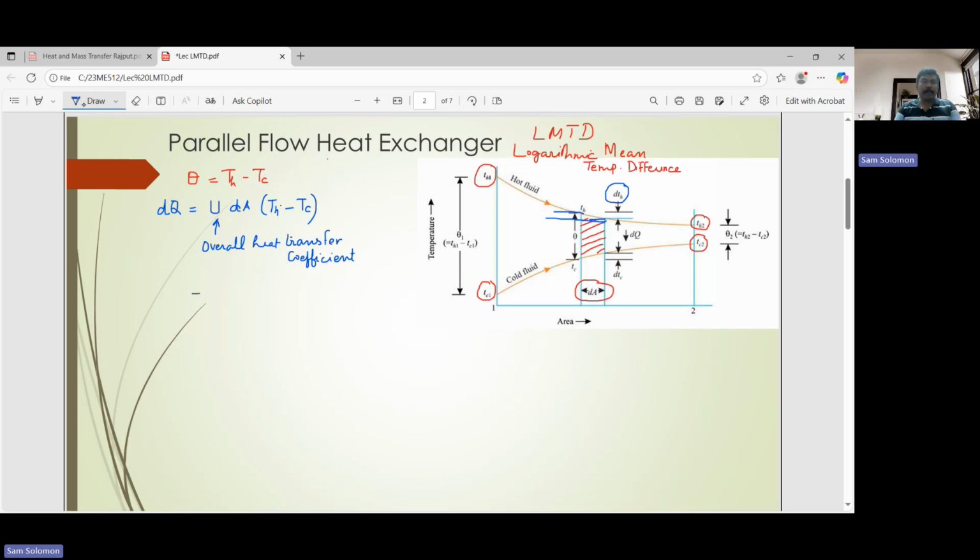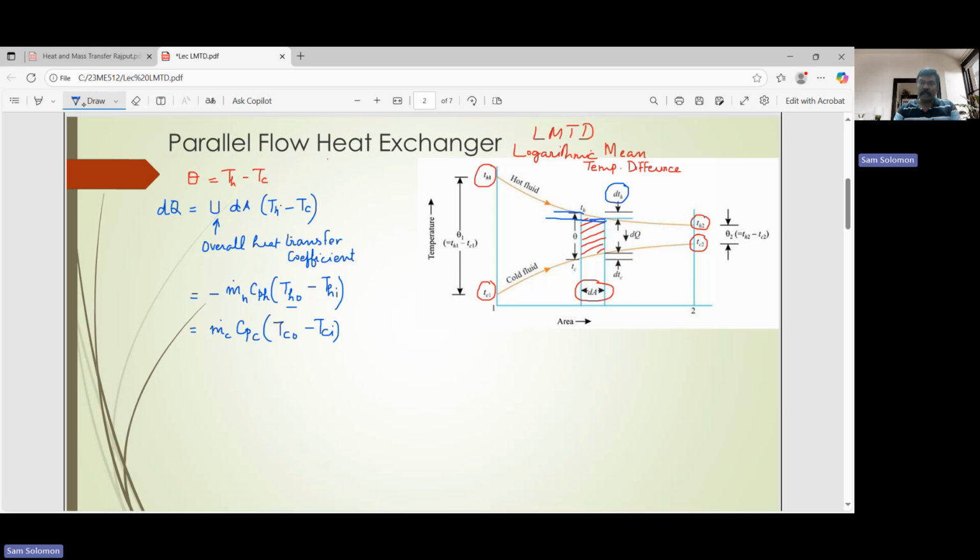Okay. And the same dQ can be written as minus m dot H CPH into (THO minus THI). It is conventional that we write this delta T as the final temperature minus initial temperature. So here the final temperature THO is lesser than the initial temperature THI. And to compensate for that, we are introducing a minus sign before this. And if you look at the cold fluid, that is going to be m dot C CPC times (TCO minus TCI).